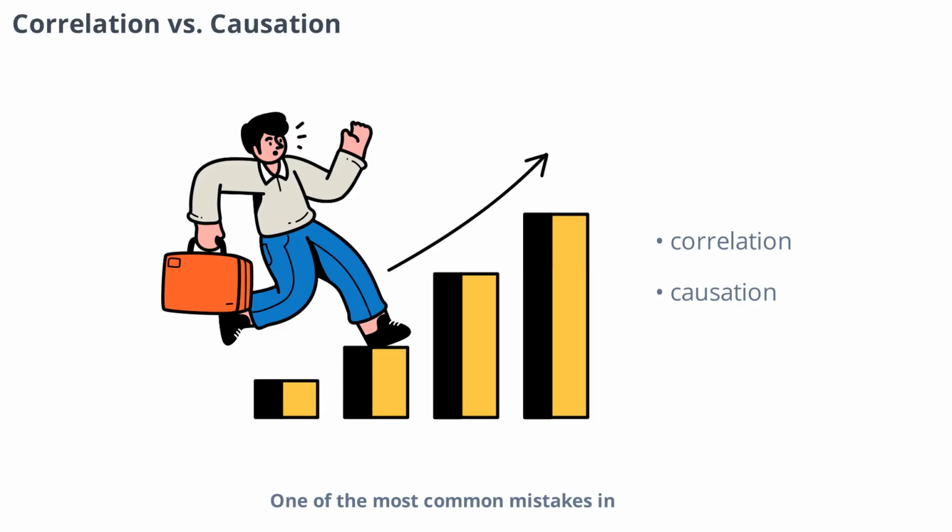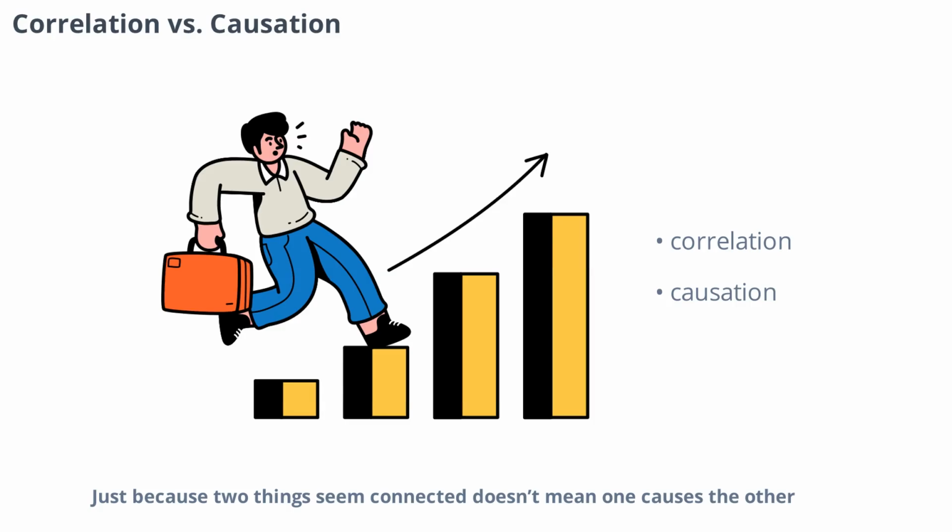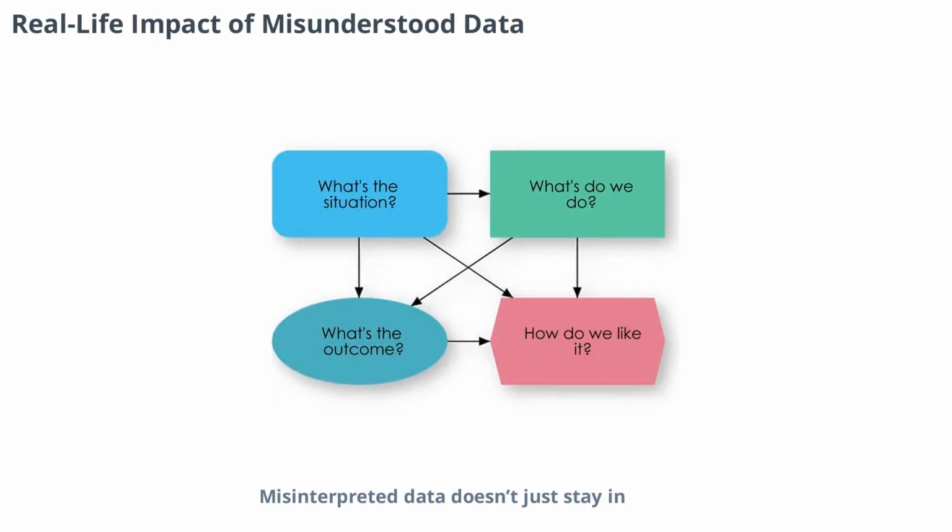One of the most common mistakes in data interpretation is confusing correlation with causation. Just because two things seem connected doesn't mean one causes the other. For example, ice cream sales and sunburns both rise in summer, but eating ice cream doesn't cause sunburn. Ignoring this distinction can lead to false conclusions and poor decisions. Relationships in data may be influenced by other factors, and assuming a direct cause can oversimplify complex situations. Careful analysis is needed to avoid these traps and to ensure that our decisions are based on real understanding, not just surface-level connections.